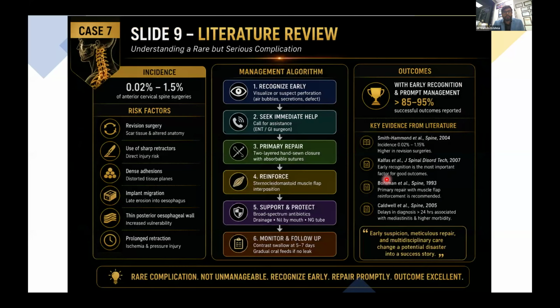When we go to the literature, they say anterior cervical spine surgery with a poor prognosis may present as tuberculosis, and they require revision surgery. When sharp retractors are used, there may be a direct injury risk to the esophagus. So you should recognize it early and take immediate help. Primary repair should be done with both the surgical gastro team and neurosurgery. With early recognition and prompt management, greater than 85 to 95% successful outcomes were reported in these cases.